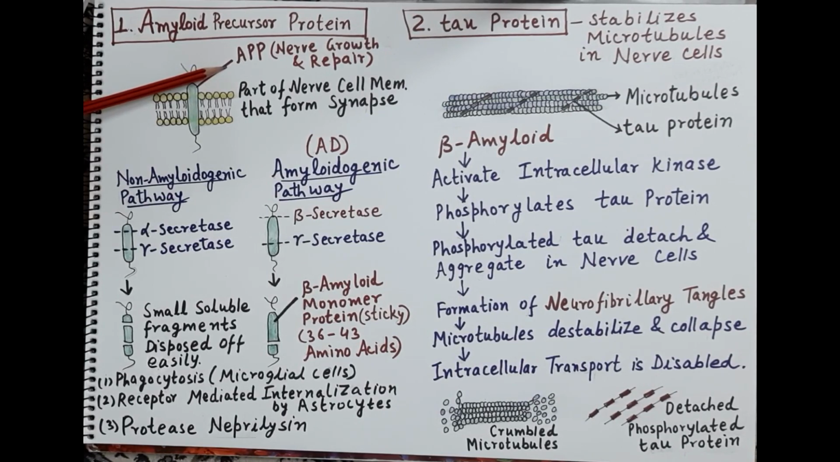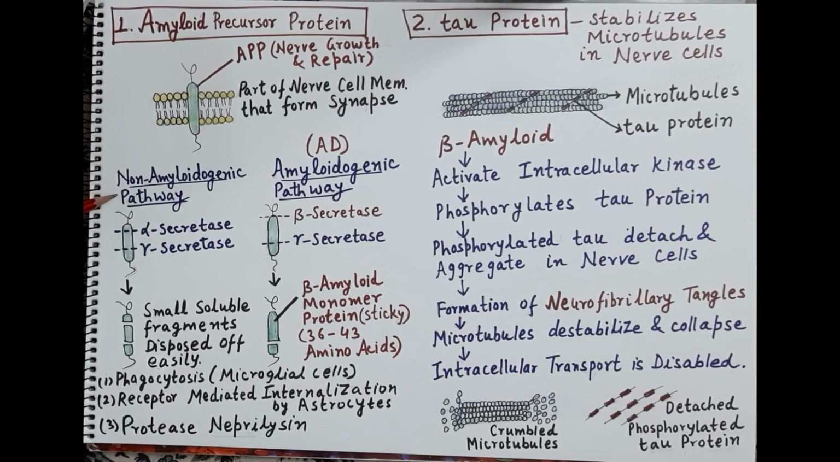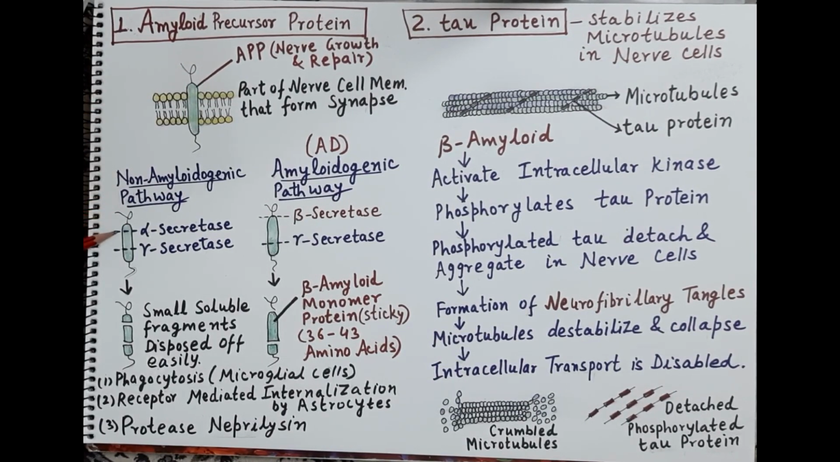Now this amyloid precursor protein is broken down into fragments, and these fragments are removed or disposed of from the body by two pathways. One is the non-amyloidogenic pathway, the other is the amyloidogenic pathway. In the non-amyloidogenic pathway, two enzymes, namely alpha secretase and gamma secretase, break amyloid precursor protein into small soluble fragments, and these small soluble fragments are disposed of easily from the body.